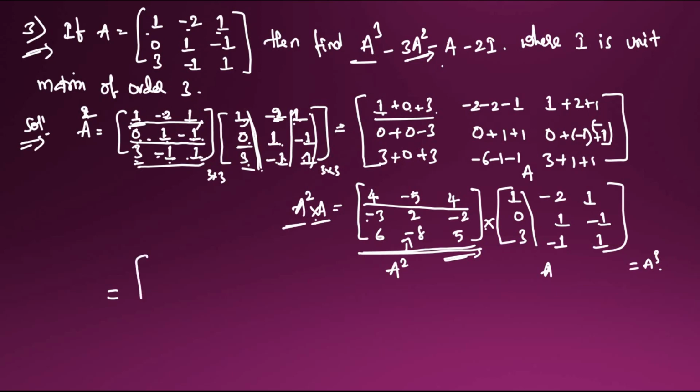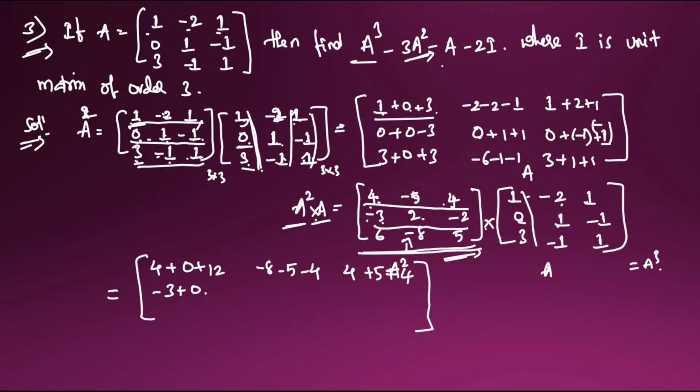4 into 1, 4, plus 5 into 0, 0, plus 4 into 3, 12. Okay, again 4 into -2, -8, 5 into 1, -5, and 4 into 1, -4. So again 4 into 1, 4, so into -5, 1, so plus 5, again 4 into 1, plus 4 here. Completion of the matrices. Here with this one, -3 into 1, -3, plus 2 into 0, plus 0 here.